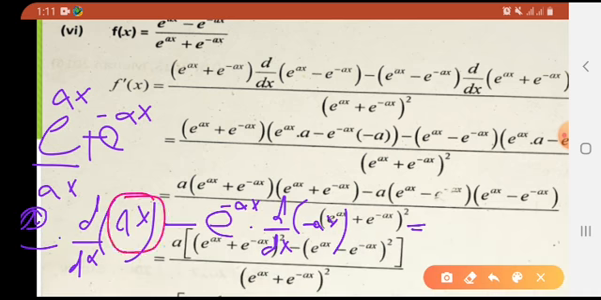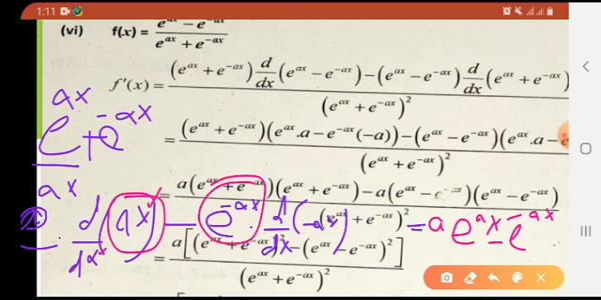The answer of this would be a outside, as it is the constant. The derivative of x with respect to x would be 1. So it would be a into e raised to the power ax. Clear? Minus e raised to the power minus ax as it is, this one. What would be the derivative of minus ax? It would definitely be minus a, because x is the variable and minus a is the constant, so it would become minus a. The derivative of x with respect to x would be 1. What is my answer now? Let me write it down over here.